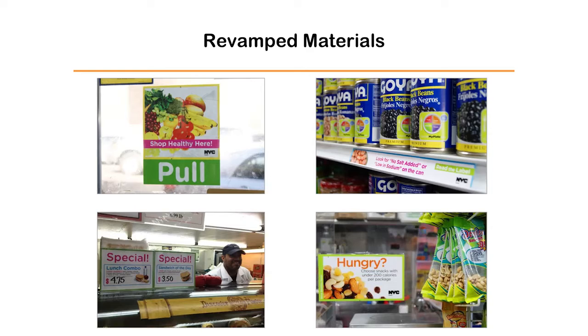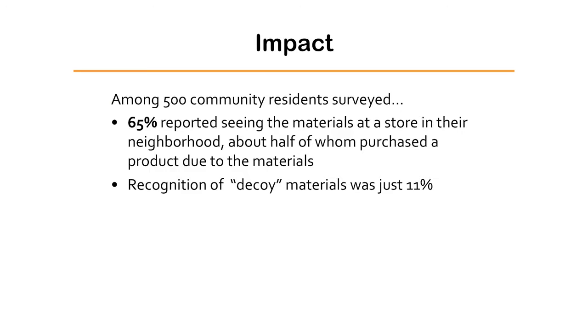And a few years later, we actually had the chance to look at the impact of these materials. As part of a broader evaluation of our food retail work, we did surveys with community residents in some of the neighborhoods that we were working in. And among 500 residents that we surveyed, 65% reported seeing the materials at a store in their neighborhood, about half of whom purchased a product due to seeing those materials. We also asked those respondents if they had seen decoy materials. So these are materials which actually were not up in the neighborhood, but we asked them if they'd seen them, and recognition of those materials was just 11%.